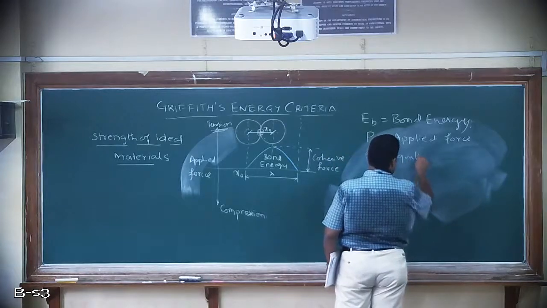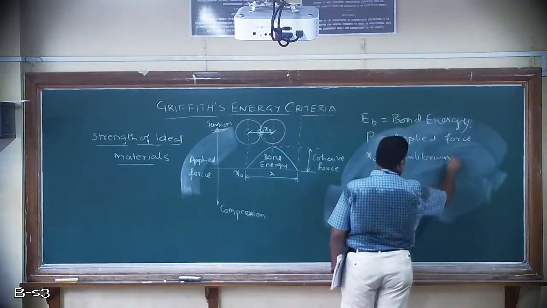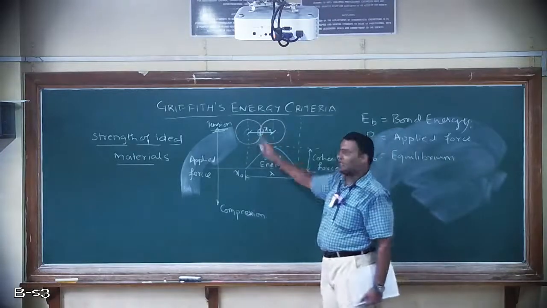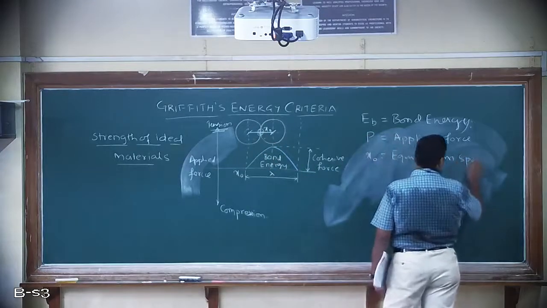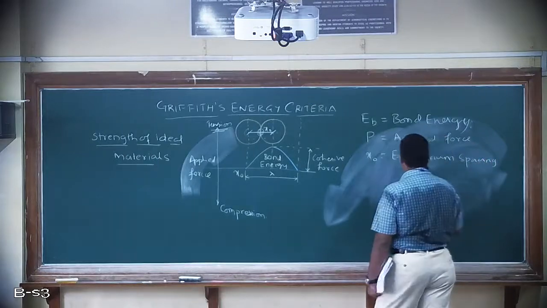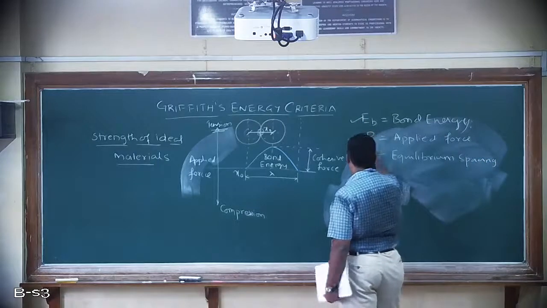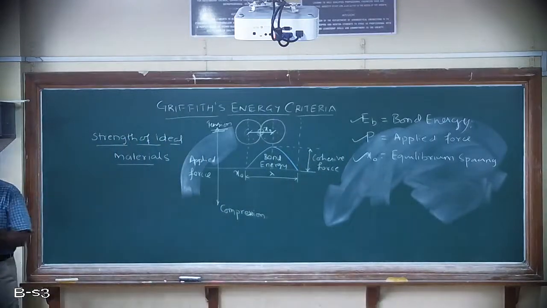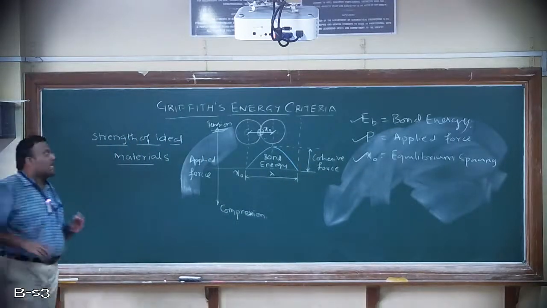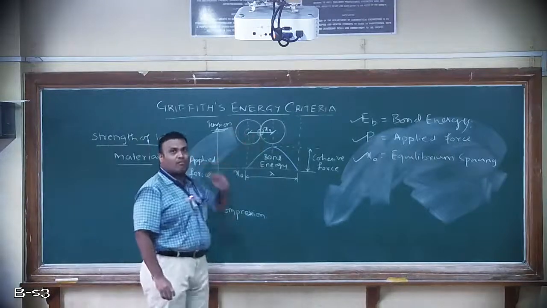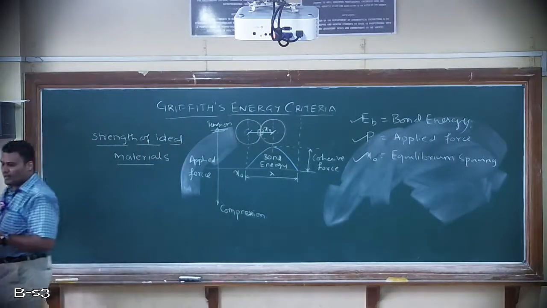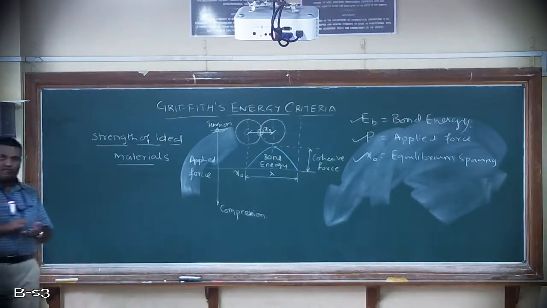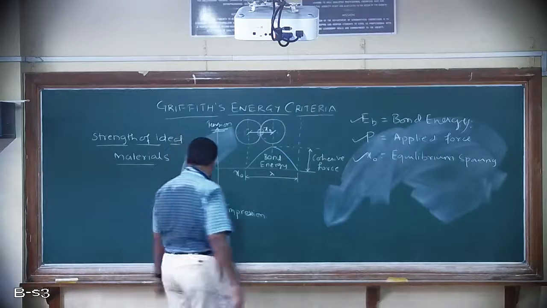So what is this equilibrium spacing? Equilibrium spacing is nothing but the distance between the two nuclei of the bonded atoms, like in this case. So this is the equilibrium spacing. Now we have taken these three terms. Using these three terms, we shall now derive the expression for the stress that is required to break this bond. So here, first we take the expression for bond energy.